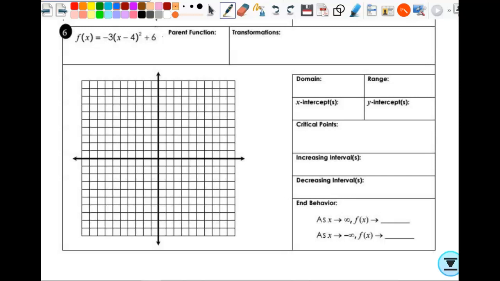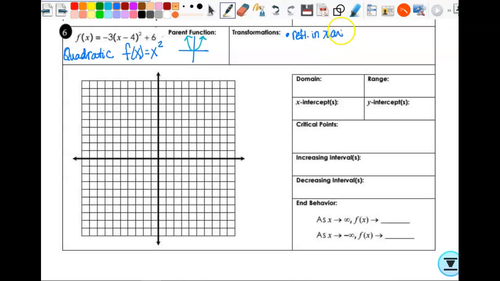So what do we call this parent function? Quadratic. This is f of x is equal to x squared. And my parent function looks like this, right? All that should be pretty simple, hopefully. How many transformations do we have? 4. Okay, so I'm going to start with this negative. This negative is going to be a reflection in which axis? The x-axis, because it affects the y.